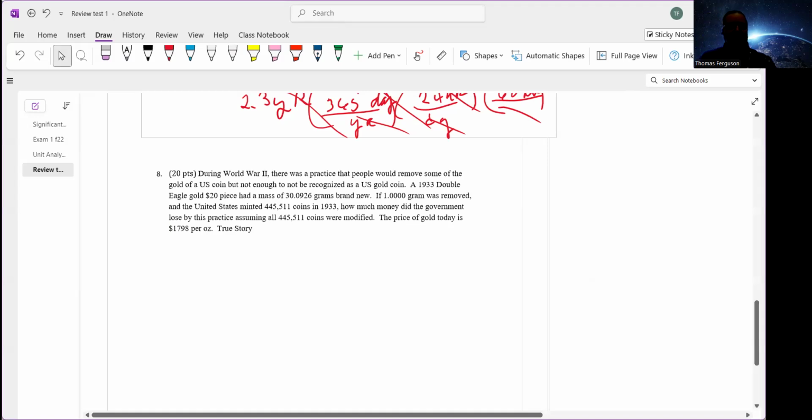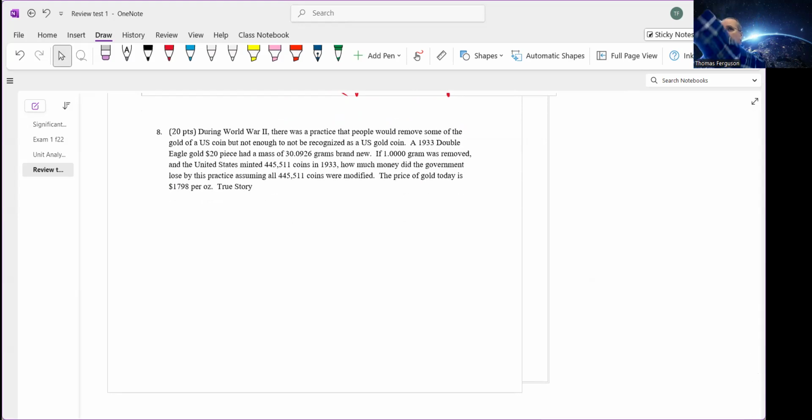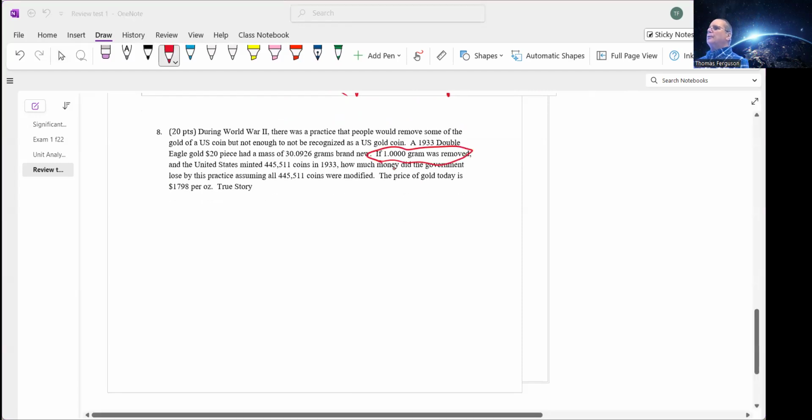Now, on this problem, a lot of students didn't understand this problem. Okay, how much gold dust do we end up with per coin? It says right here, basically 1 gram per coin. Okay, so that's one conversion factor.